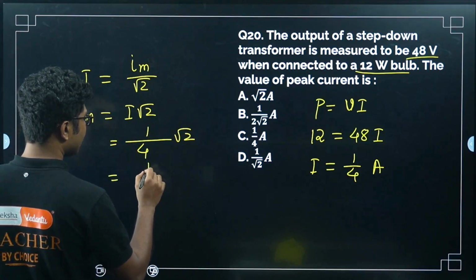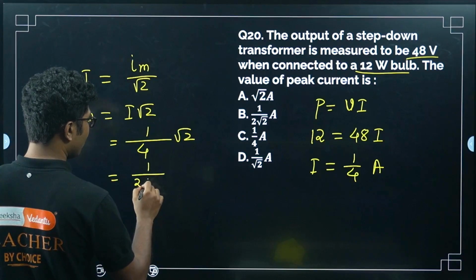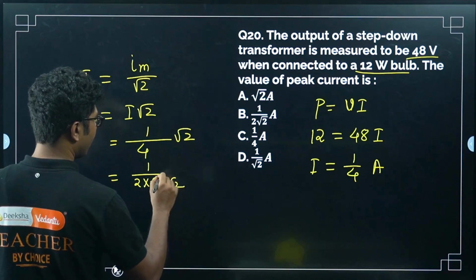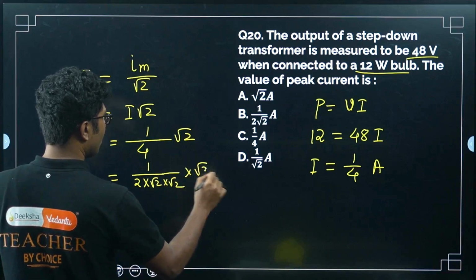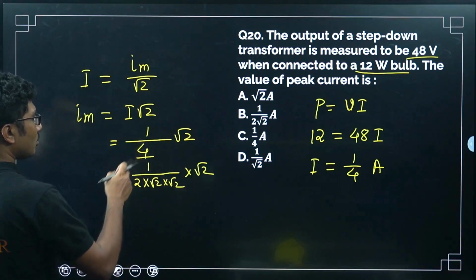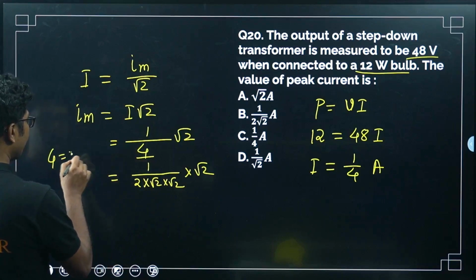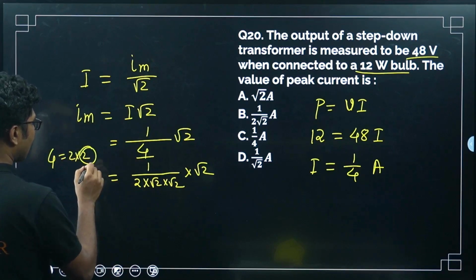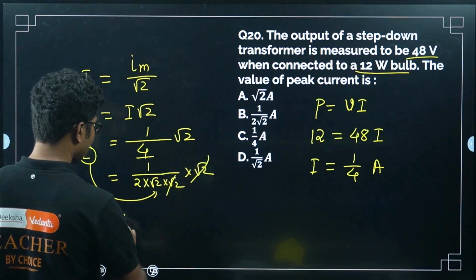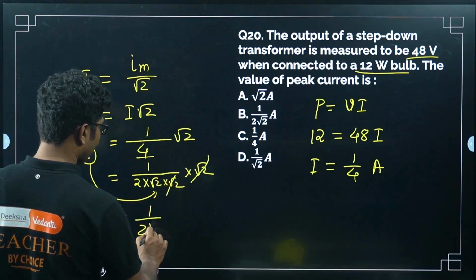Let me write this in a different way. 2 times 2 root 2 times root 2, okay, times root 2. So what I have done, I have taken this 4 and divided it into parts. 4 is equal to 2 2s are 4. So now I have taken another 2 and written it like this. So one of the root 2 will cancel, so it will become 1 by 2 root 2.